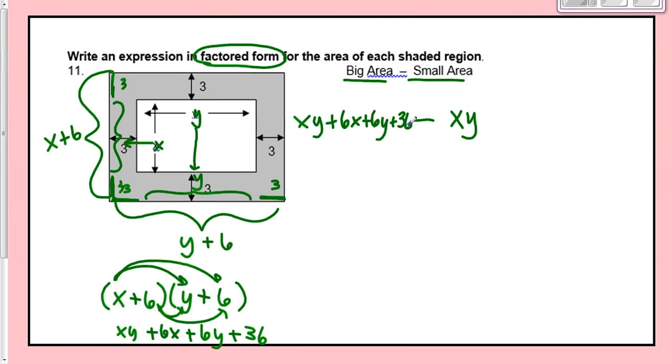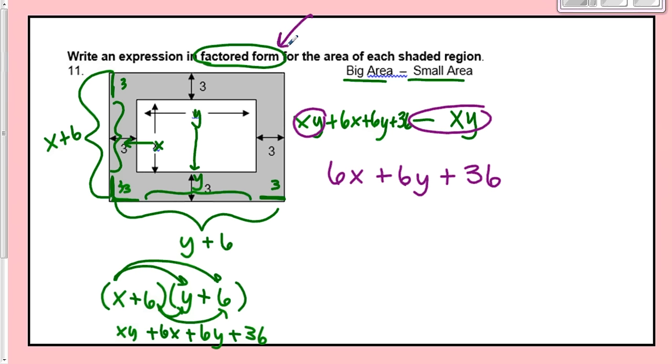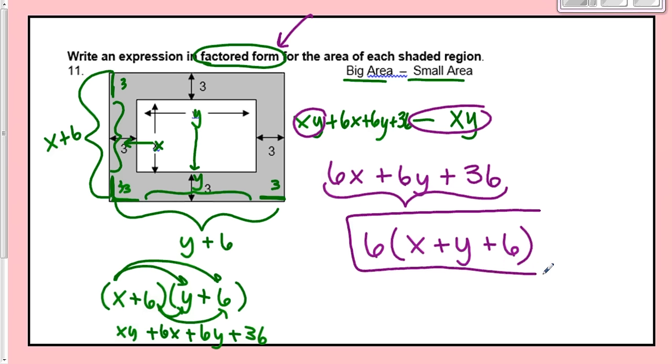Ooh, minus xy, right? Because that was the small area. Well, when I go to actually subtract this, I see that really xy minus xy, those just cancel, and I'm left with 6x plus 6y plus 36. Now you'd think that's your final answer, but I go back up to my instructions and they want it in factored form. So they want my answer to actually look like a multiplication problem. So what is the greatest common factor of these three pieces? Well, 6. I'm left with 6 times the quantity x plus y plus 6. That is my true final answer because it's actually written in factored form.